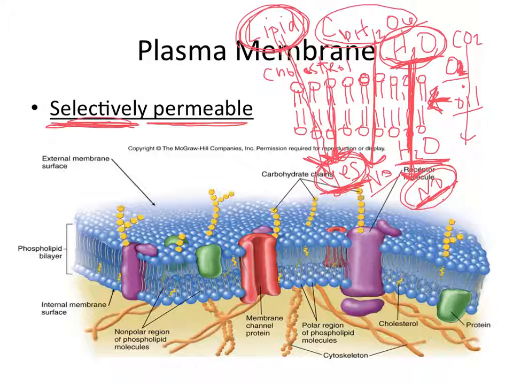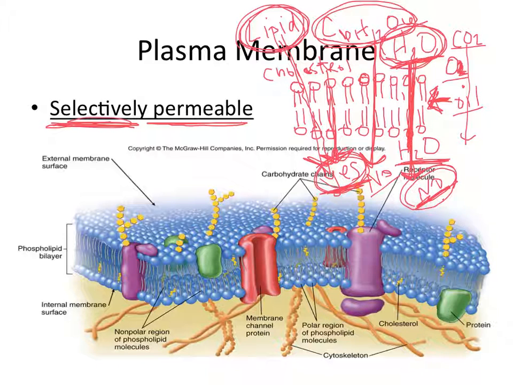So oxygen and carbon dioxide are compounds that are nonpolar, they do not have charges to them, and they're very small in size, so they would be able to pass directly through the plasma membrane. Things that are larger and hydrophilic, like glucose, water itself, cannot pass directly through the plasma membrane.